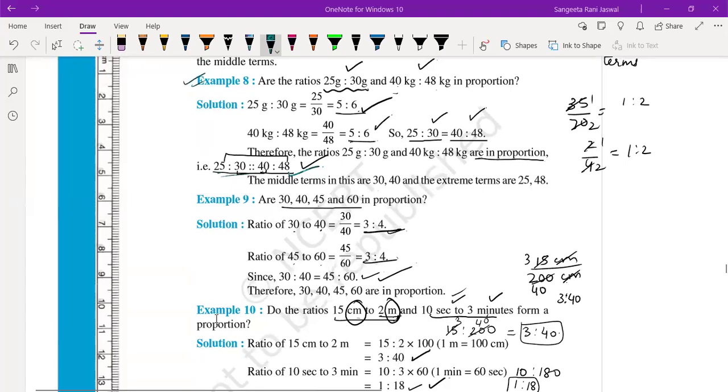the ratios 15 centimeter to 2 meter, and 10 seconds to 3 minutes, do they form a proportion? Just check out this one. Now see here the units are all different. Please convert the units first in both the ratios. Convert the units first and then find the ratio.